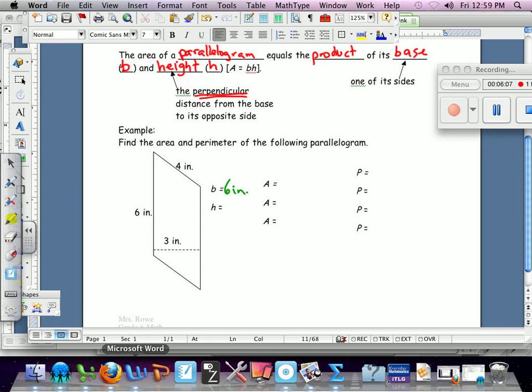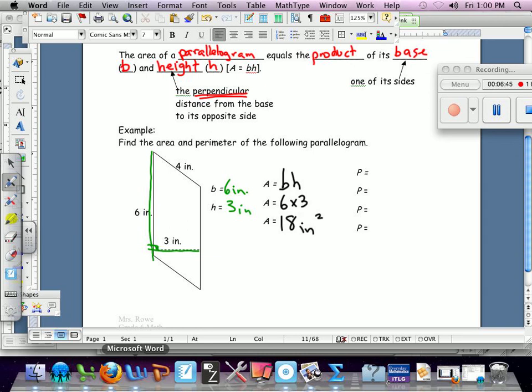3 inches. So the height's not always vertical and the base is not always horizontal. So here's the base because I know it takes 3 inches to get across to the thing across from it. And it's got a perpendicular relationship where it forms a right angle. So my area formula, area equals base times height. So 6 times 3. So it's going to be 18. And what's the units going to be in this case? Yes, sir? Inches. That's how many squares would be in there, right? So inches squared or squared inches.